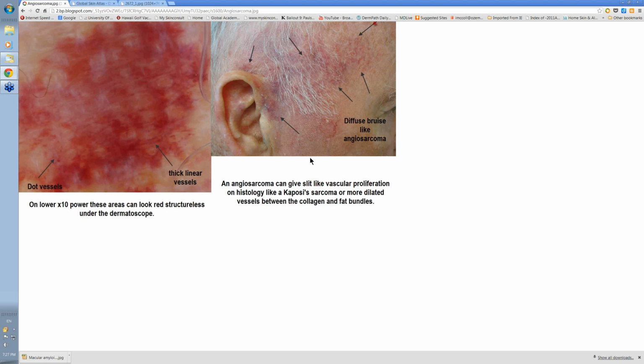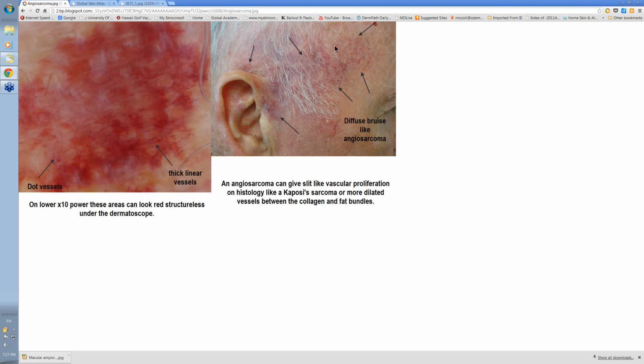This was an angiosarcoma, and you can see it's a diffuse bruise-like lesion that the patient in fact has. But this is what the dermatoscopy looks like. Some dot vessels in there, but also some thick linear vessels. In other words, if you look at this histologically, there's just a proliferation of these vascular channels lined with some atypical endothelial cells.